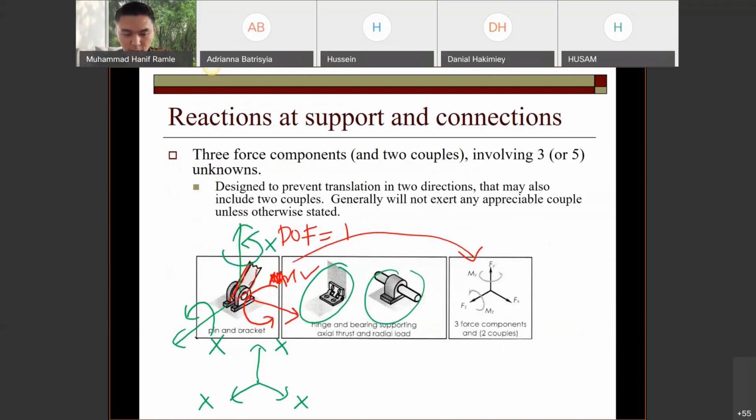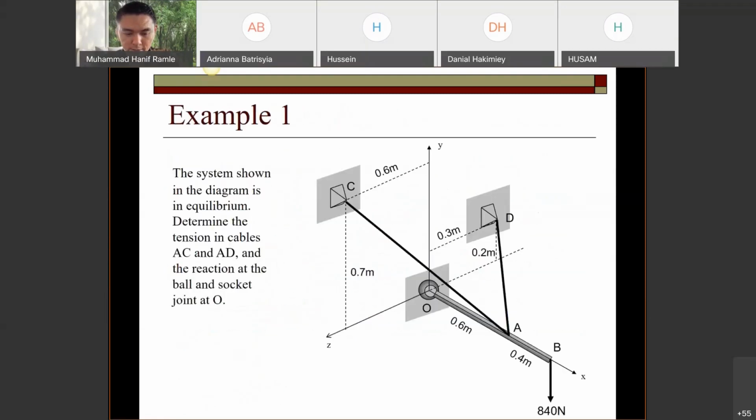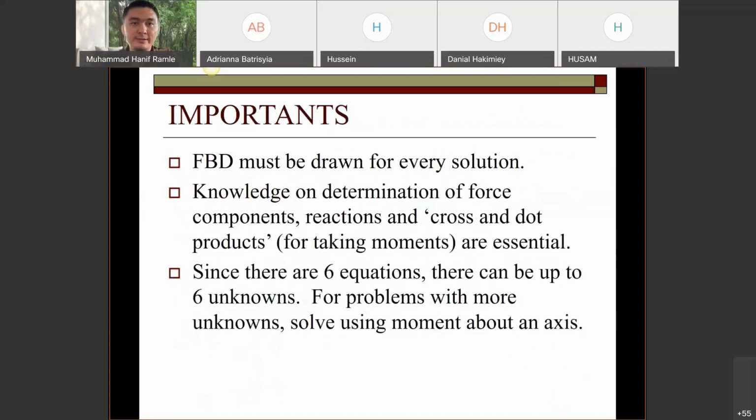So this is the last slide for today. The important notes for you. As I mentioned, FBD must be drawn for every solution. You have to draw FBD for every single problem, to make the solution easy, and to understand the moment, for example.